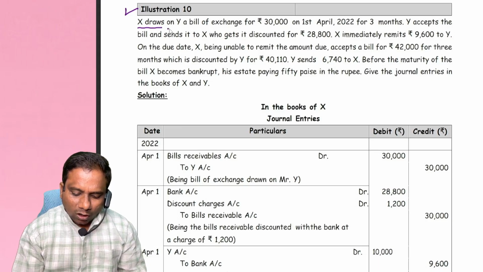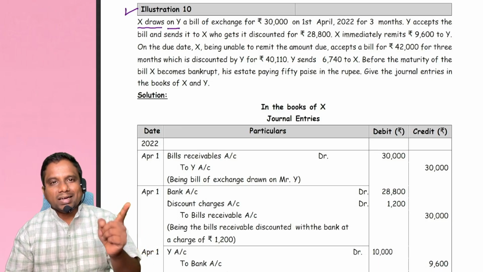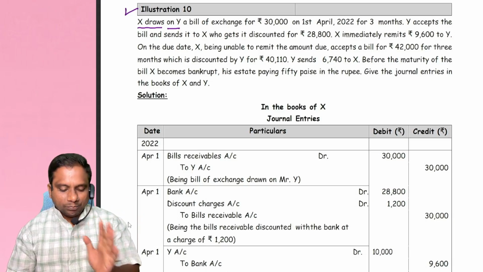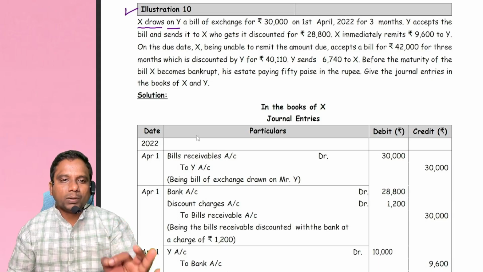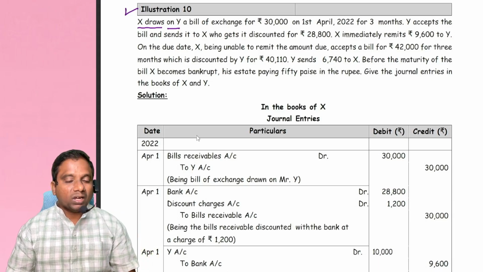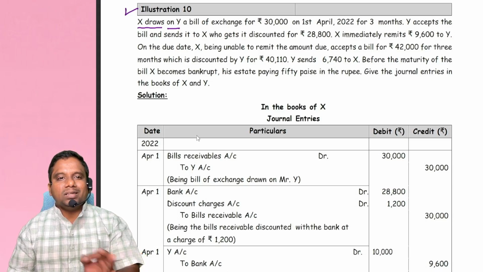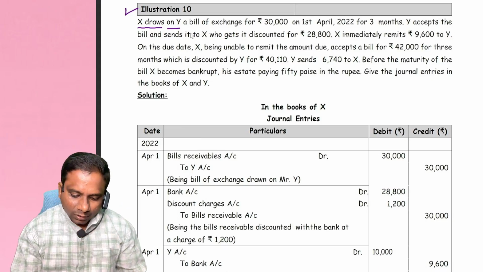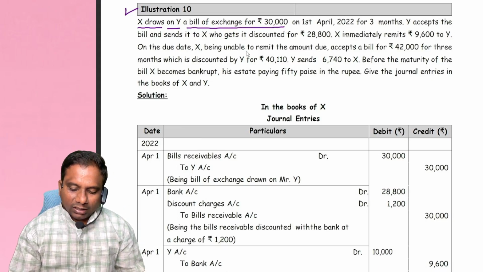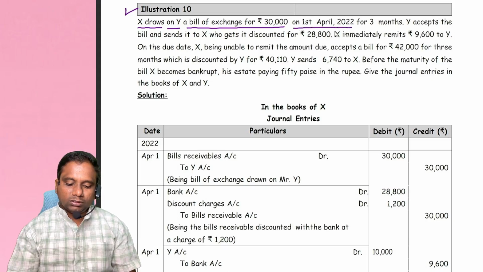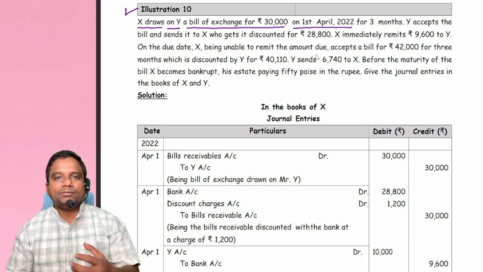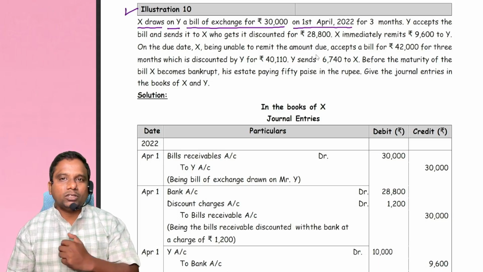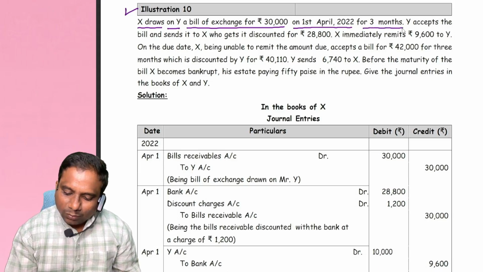X draws on Y. Who is drawer? X. And who is drawee? Y. And in the accommodation bill, there is no concept of purchase and sale of goods. I repeat, in the accommodation bill, there is no concept of purchase and sale of goods. X draws on Y a bill of exchange for 30,000 on 1st April 2022 for 3 months.